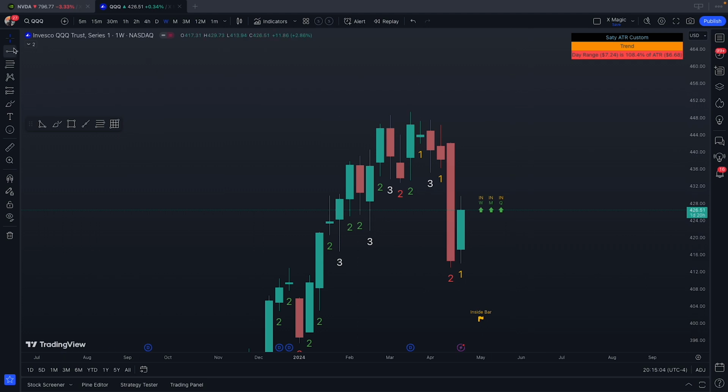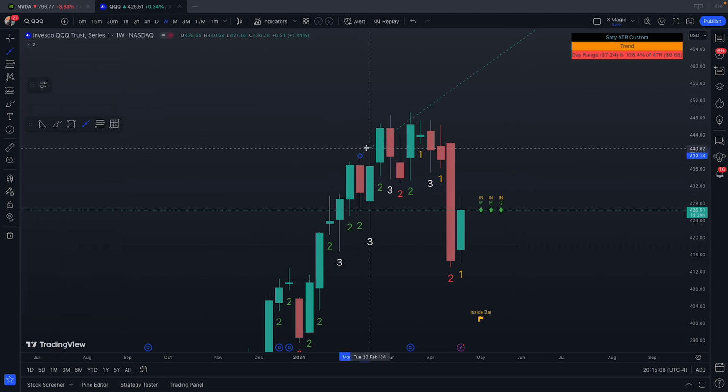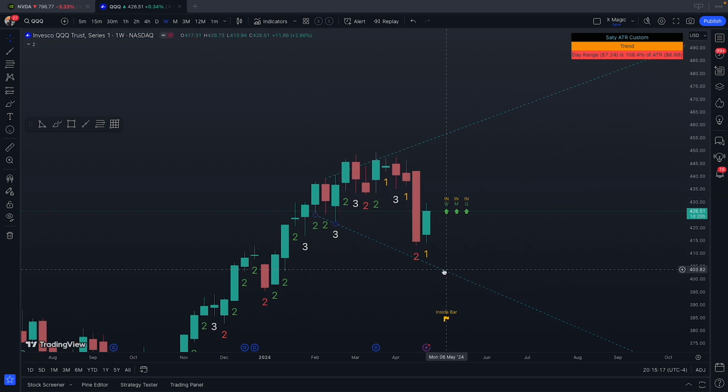So let's get our ray tool out. Gonna draw that high, and then we'll do this low. So this is our broadening formation drawn on a weekly candle. Something to note: if your candle is like this, like the top one, that's just a trend line.